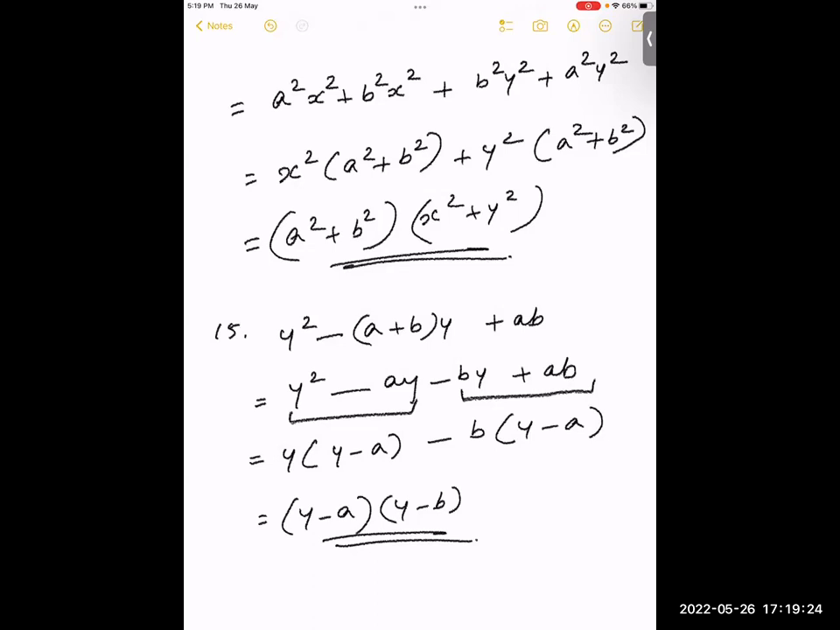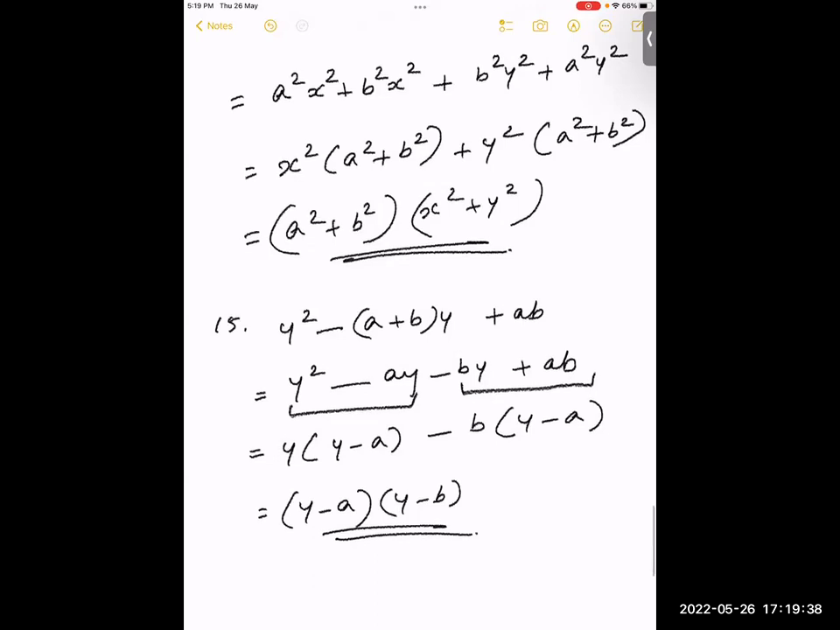Shreya, any doubt, Shreya? No, ma'am, I could not solve it, so I was seeing how you did it. Okay. Just took the minus out, that's all. For this, I have taken the minus b out.